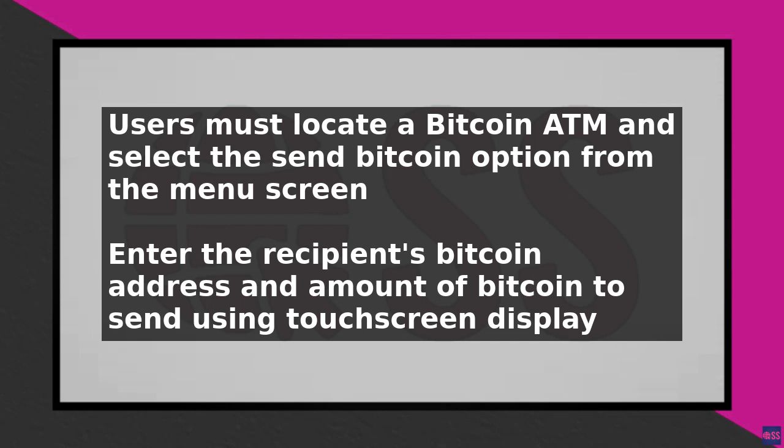If everything is correct, confirm the transaction and insert the cash into the Bitcoin ATM. The machine will then send the Bitcoin to the recipient's wallet. You will receive a receipt for the transaction, which includes the transaction ID and other details.